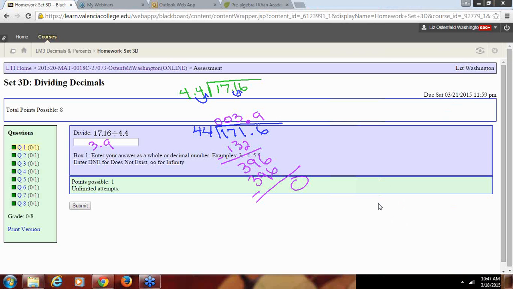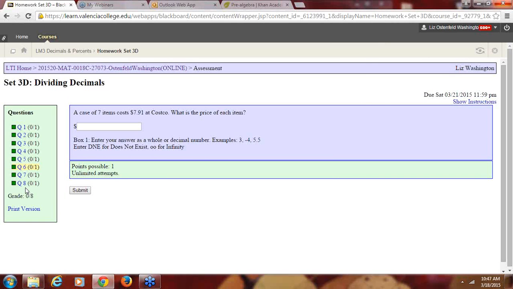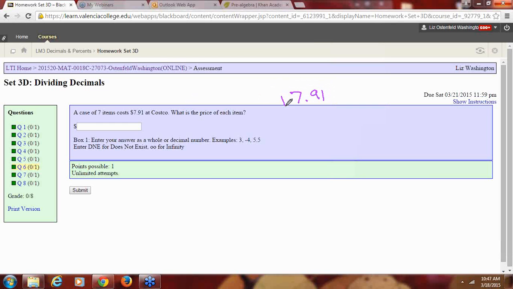Okay. Let me clear this and pick a different problem. Okay. It says a case of 7 items costs $7.91 at Costco. What is the price of each item? That means we have to divide $7.91 by the 7 items.